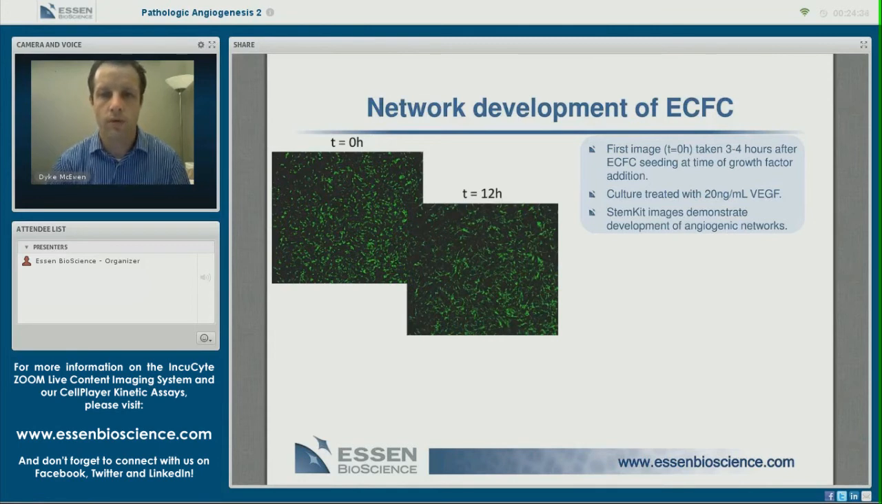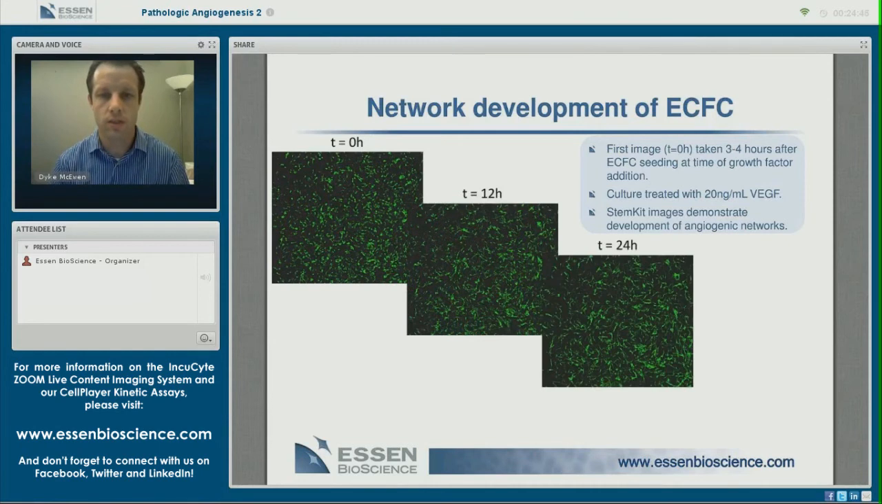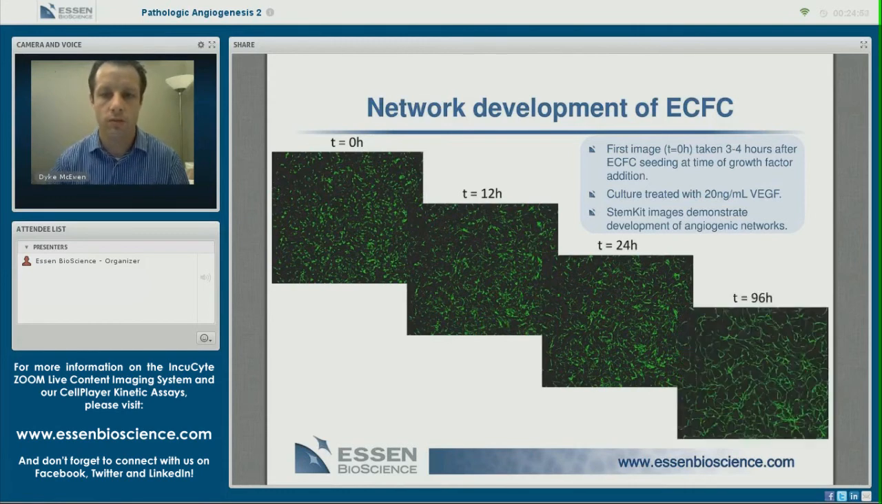So at 12 hours after growth factor addition, you can see that the ECFCs start to elongate. You'll see that some of the cells start to look like tubes, and by 24 hours you can see the networks are really starting to form, and these tube structures are starting to take off. If you look 2 to 3 days later at 96 hours, you see that the networks have developed. They've become well established at this point, and you have a vascular network formation using the STEM kit.